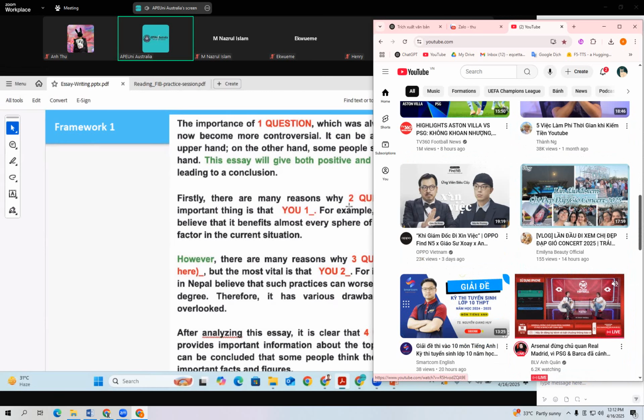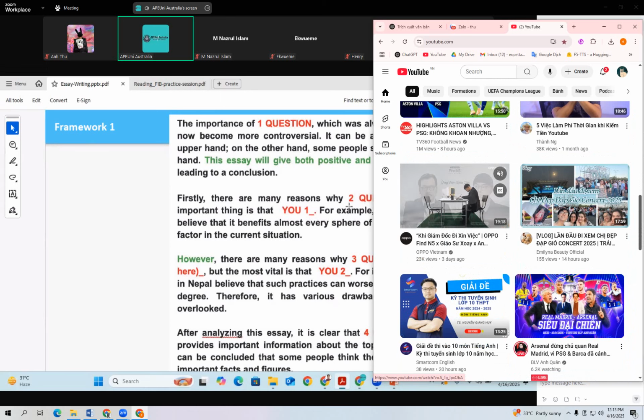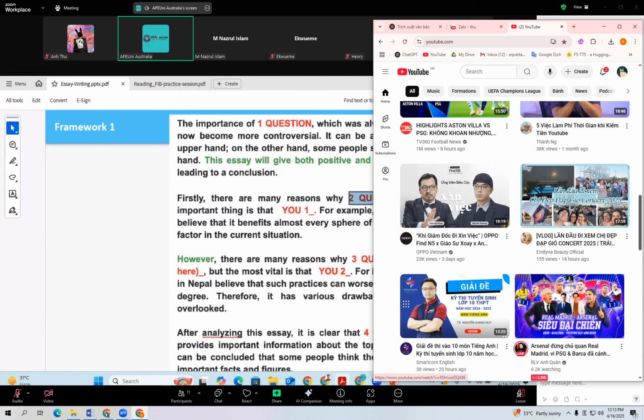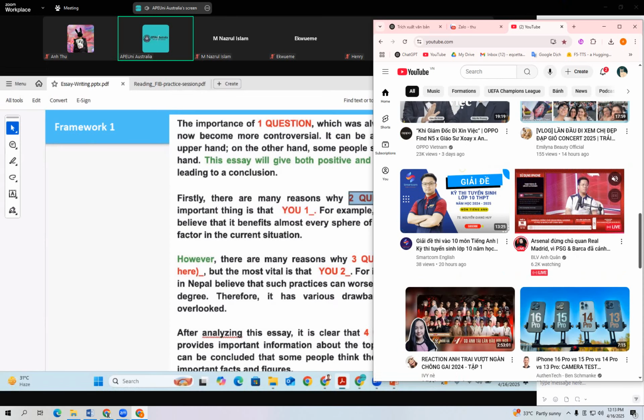Okay. So the thing is, you can use some synonyms here. Let's say instead of "public transportation should be free for all," you can write "public vehicles should be free of cost." Okay, so this is somehow a paraphrased sentence, right?